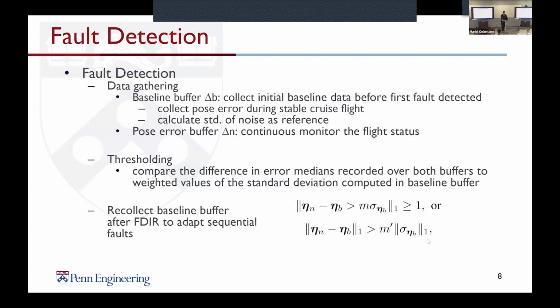The first one measures the condition that both roll error and pitch error reach the thresholds, and the second one measures the condition that either one of the types of error reaches the thresholds. Either condition will trigger the flag that a fault exists. And after we do the FDIR steps, the fault detection, isolation, and finally recovery, we will recollect the baseline buffer to adapt to sequential faults.